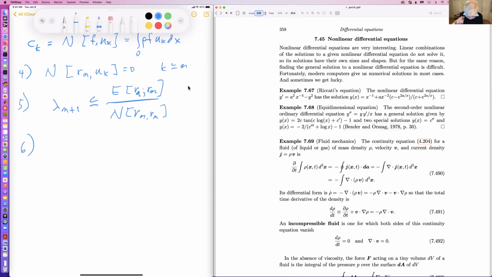So this is something of a mouthful, I realize that. So the result of this is that the norm of this error, of this remainder, is then less than or equal to E of R, and I'm just rewriting this, divided by lambda n plus 1.